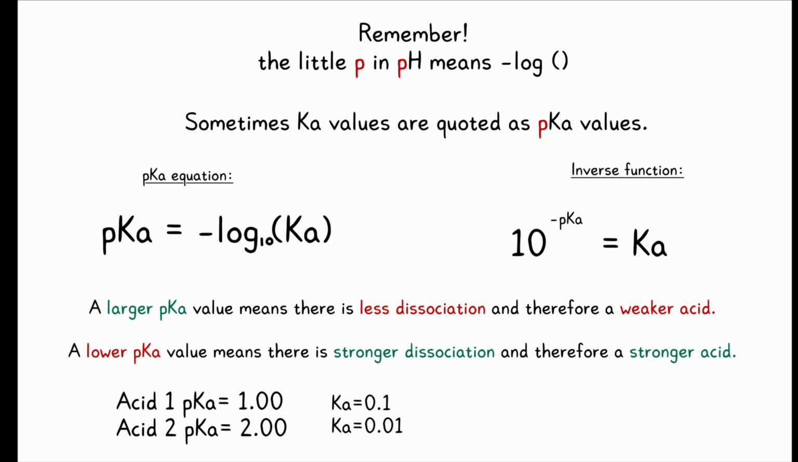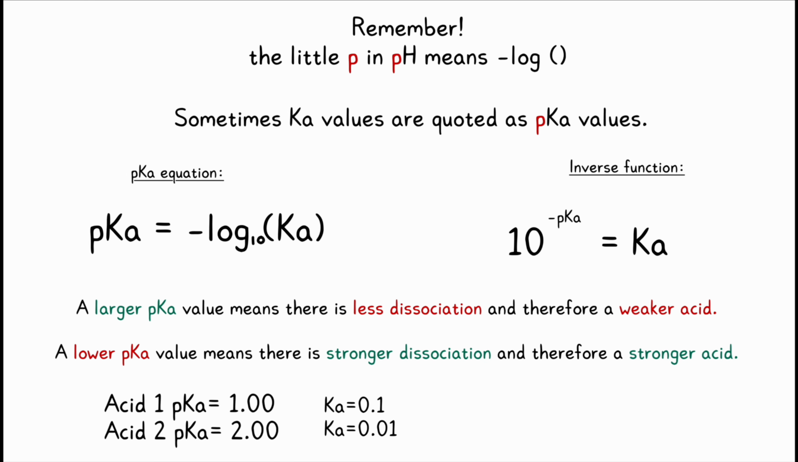Now, please do remember the little p in pH means minus log, and that's minus log 10. So, sometimes when you are given Ka values, you could be given just the pure Ka value. But sometimes the examiners in the exams can be quite mean and they can give you something known as pKa values instead. Remember, the little p means minus log. So if you have pKa, all that means is minus log 10 of Ka. It's quite mean for them to do that, but it has happened before.